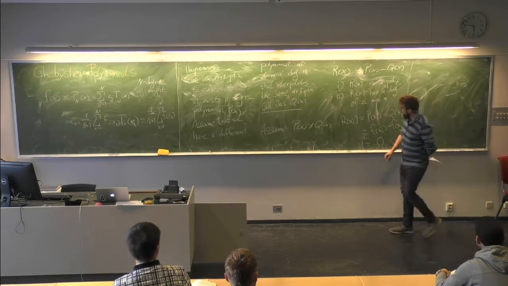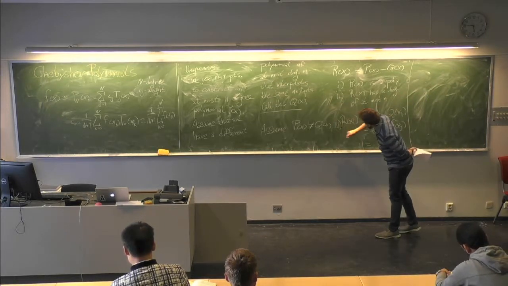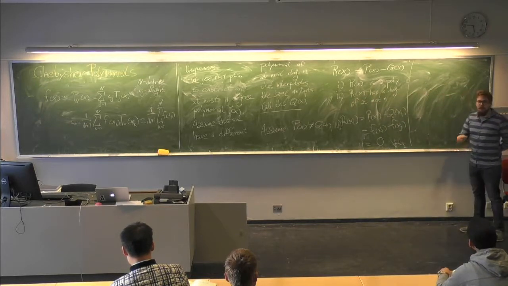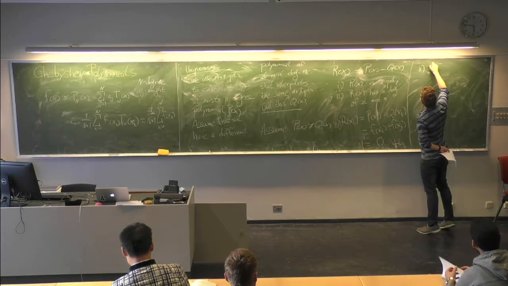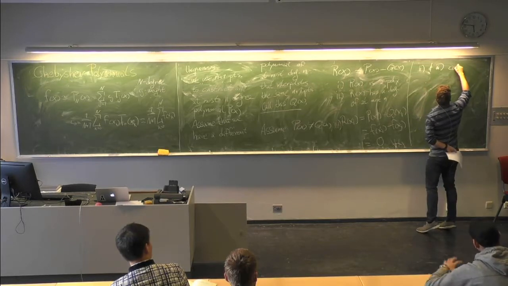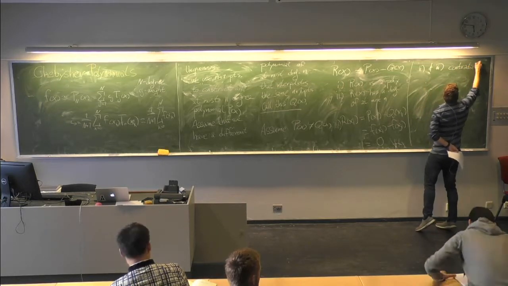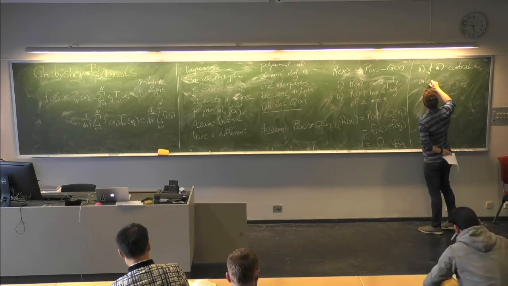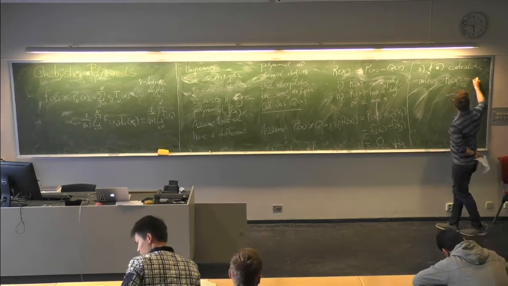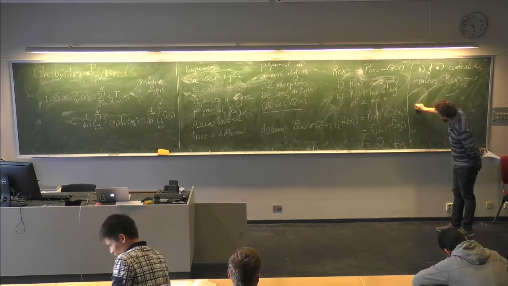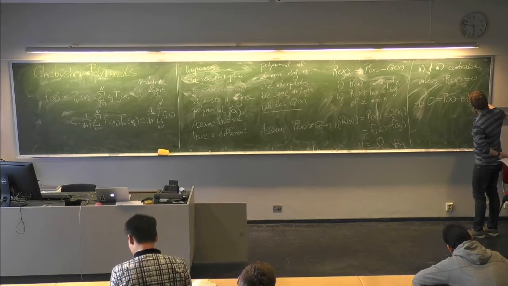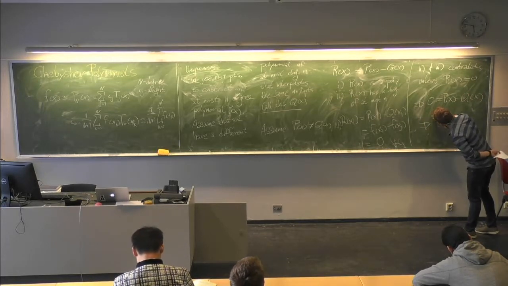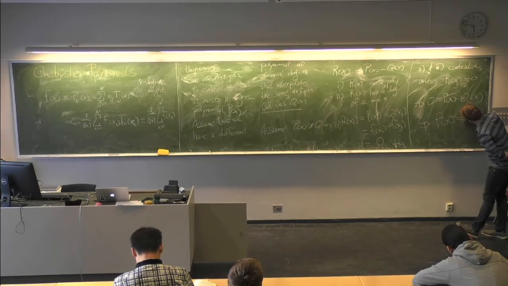So points 1 and 2 are contradicting, unless R of x equals 0. And if R of x equals 0, then 0 equals P of x minus Q of x, and P of x is the same as Q of x.